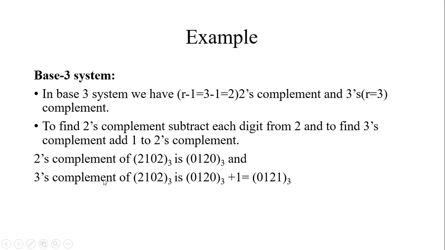3's complement is obtained by adding 1 to the 2's complement. So this is the 2's complement, 0120, and we add 1. So we get 0121. So this is the 3's complement, or the radix complement in base 3, and this is the 2's complement or diminished radix complement in base 3 of the given number.